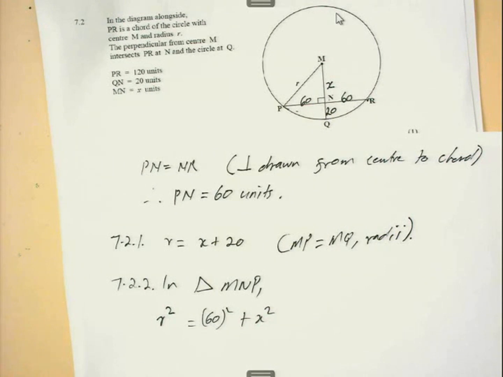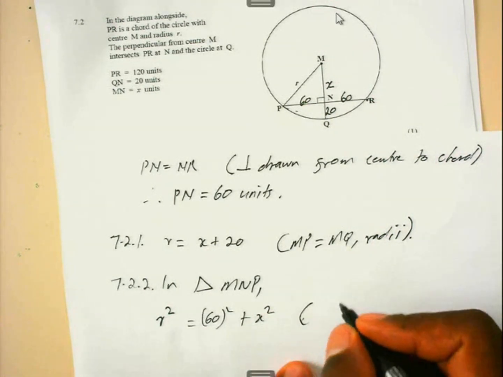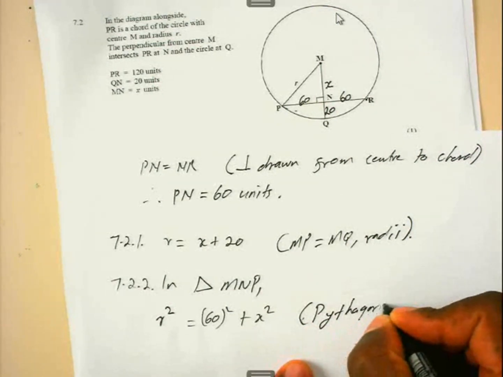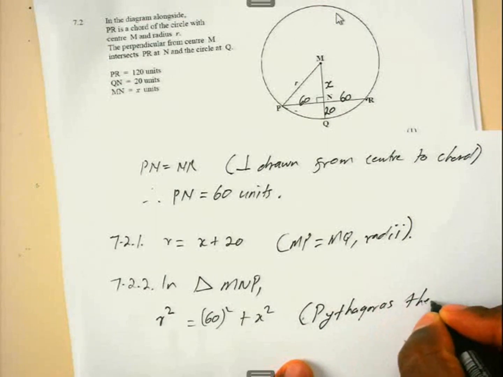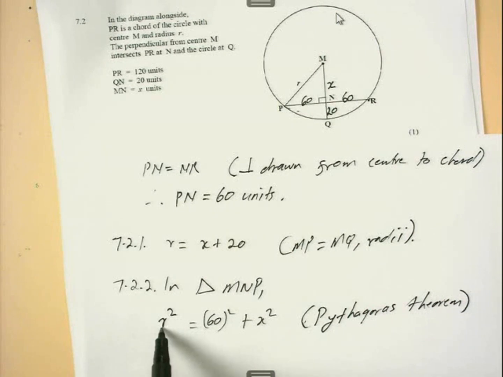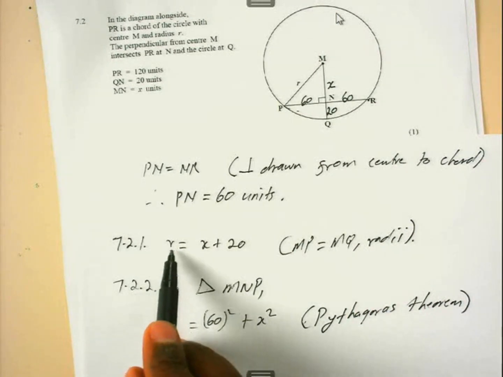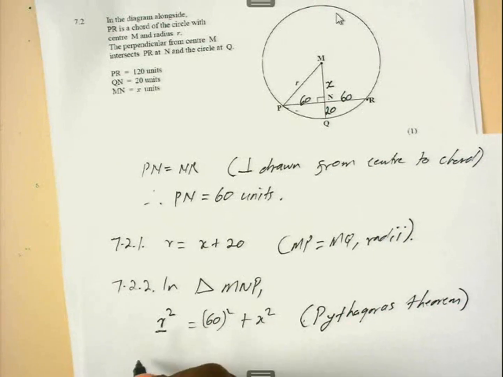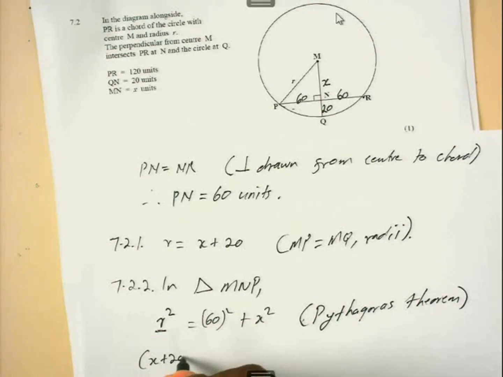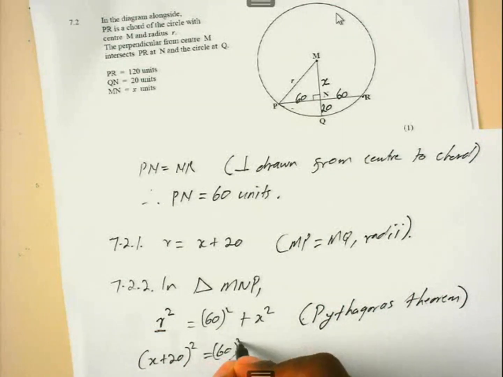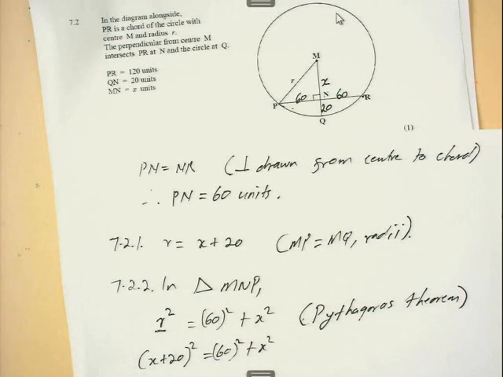It's geometry, therefore we must provide a reason for every statement. The reason here is Pythagoras theorem. This is the application of Pythagoras theorem. Let's solve it. Remember R from 7.2.1, R is equal to X plus 20. We substitute, here we've got R, we substitute by X plus 20. Then you square it, which is equal to 60 squared plus X squared.